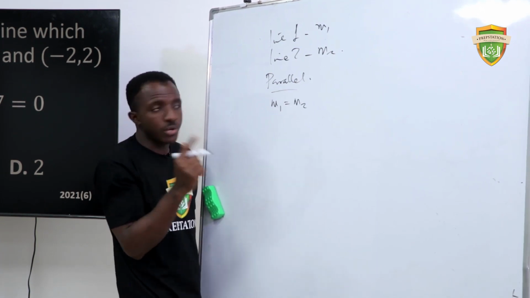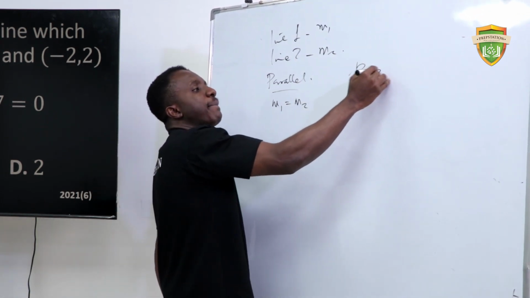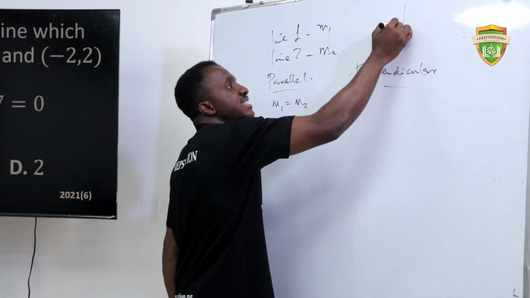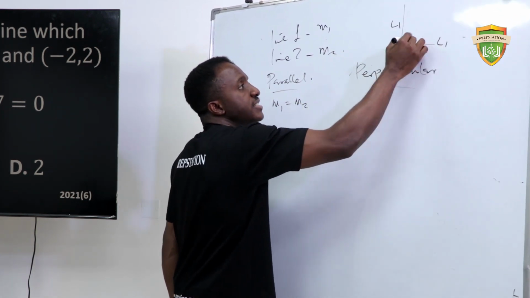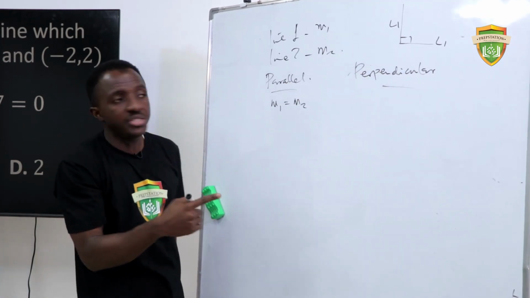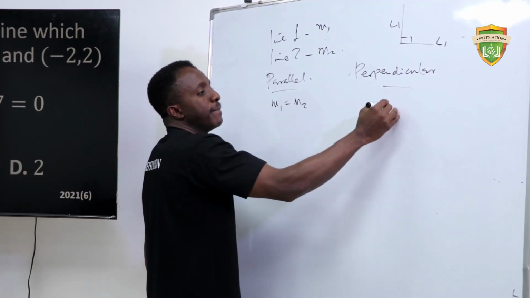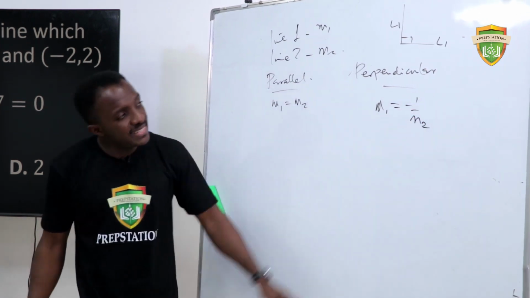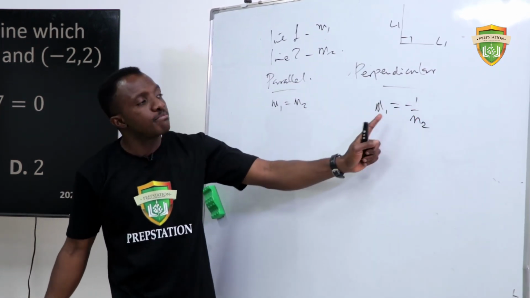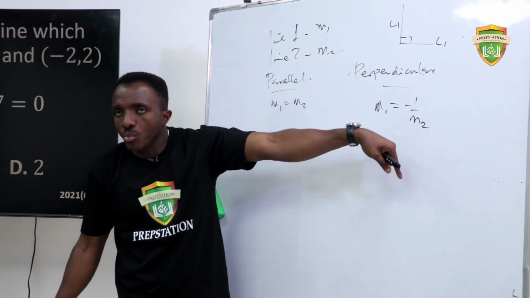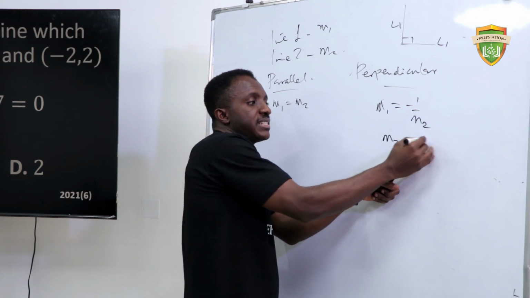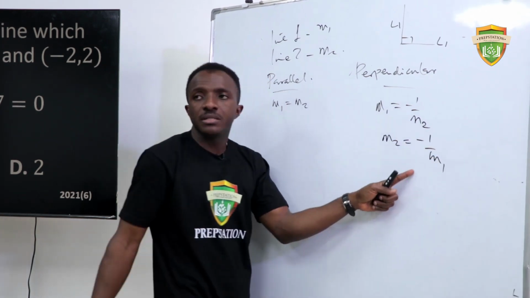Their gradients are equal. Now, if the 2 lines are perpendicular, you know what it means to be perpendicular? When they form 90 degrees. Let's say this is line 1 and this is line 2. Can you see this? If the angle between them is 90 degrees, their gradient is given as this. The gradient of 1 is the negative reciprocal, that is minus 1 over the other one. We can do it vice versa. It's commutative too. This is minus 1 over M1. Can you see this? Good.